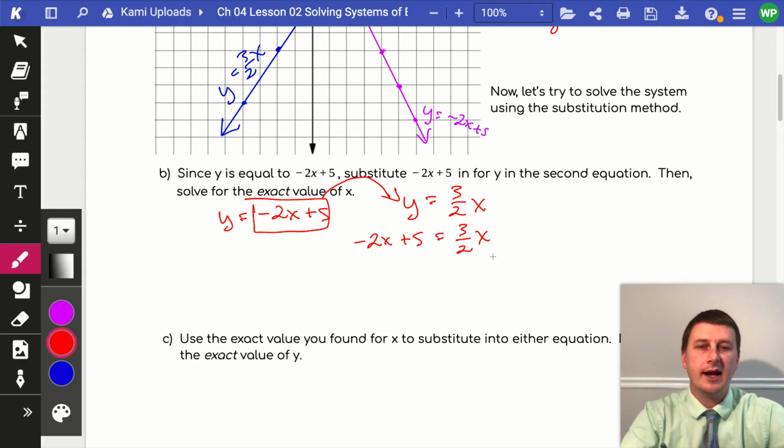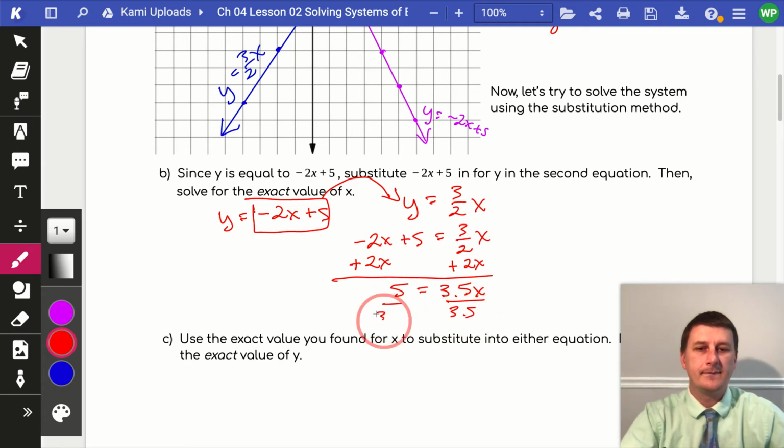So we have to get all of our x's to one side of the equation. I'm going to do that by adding 2x. I'm going to get 5 is equal to, well, 1.5x plus 2x is going to give me 3.5x. And if I want to divide that by 3.5, I'm going to get 5 divided by 3.5, which is going to give me some crazy long decimal.